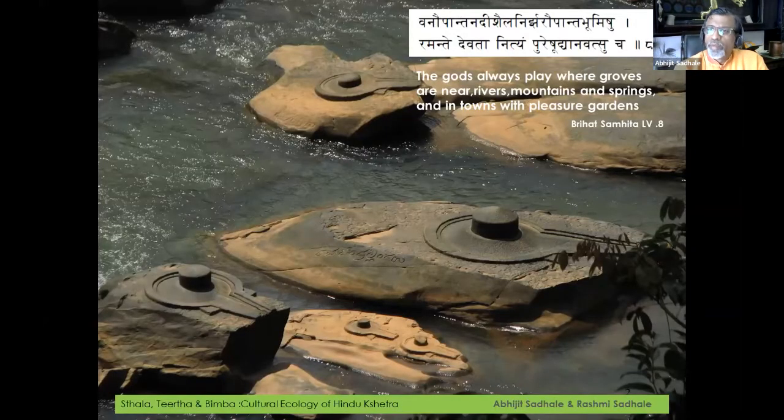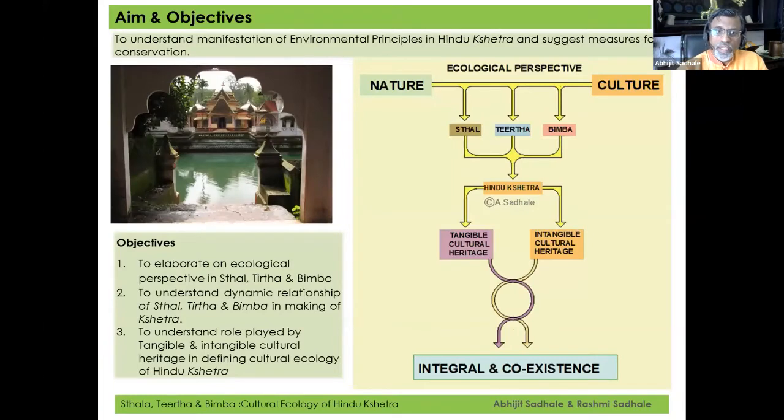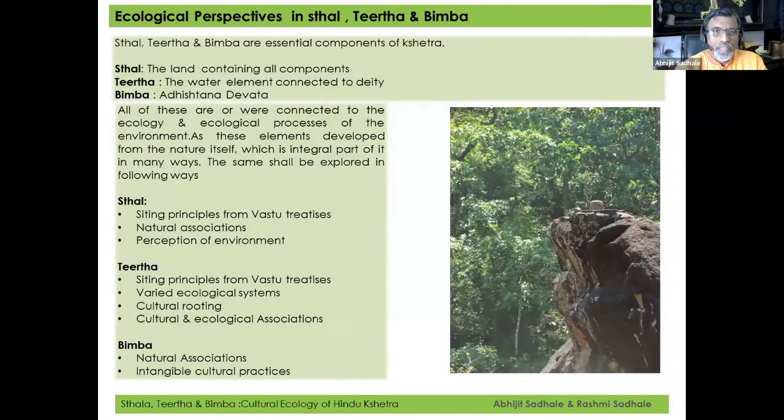When we speak of our Dharma Kshetras, we are all aware of beautiful nature and environment, which is very crucial for almost all the Dharma Kshetras to begin with. But today we are going to dwell deeper into that, starting with the ecological perspective of Sthala, Teertha and Bimba, and understand the dynamic relationship between them in the making of a Kshetra. We're going to look at different Kshetras in detail about this. So I hand over to Rashmi, my co-author, for explaining the ecological perspectives.